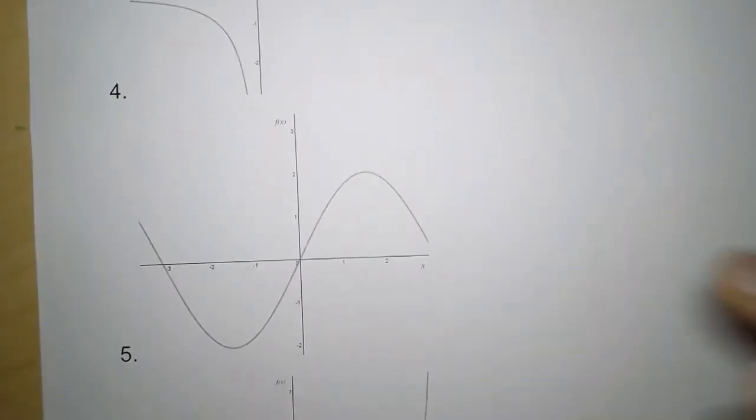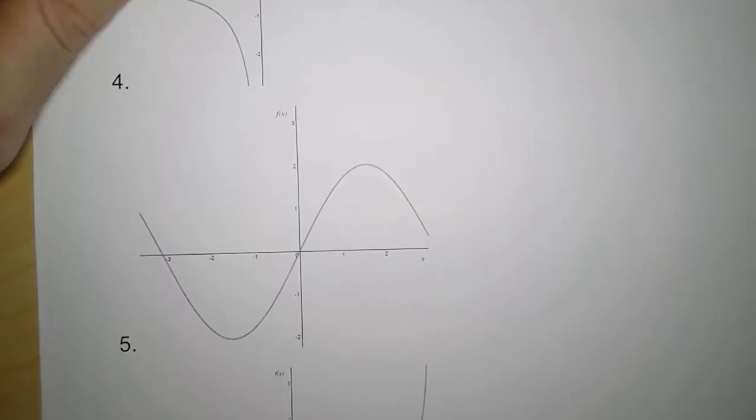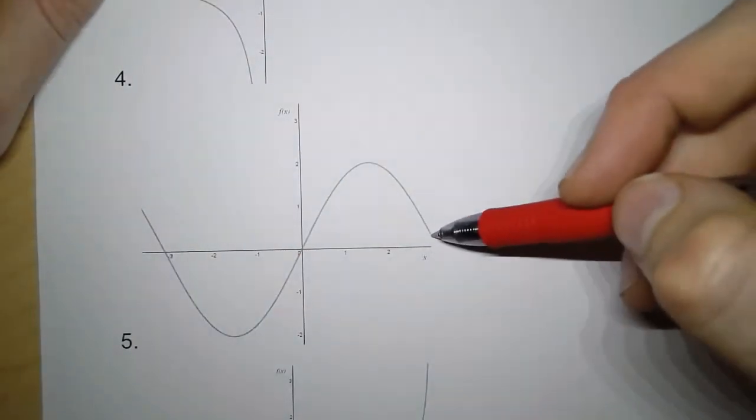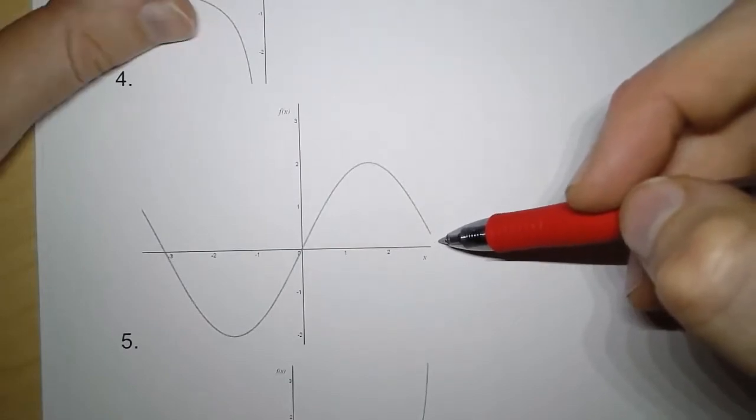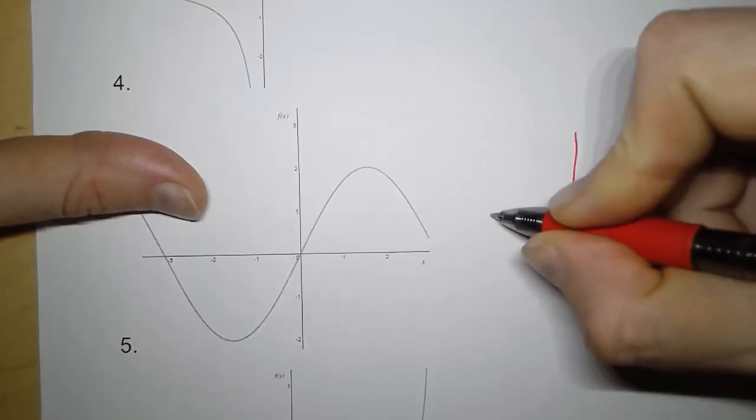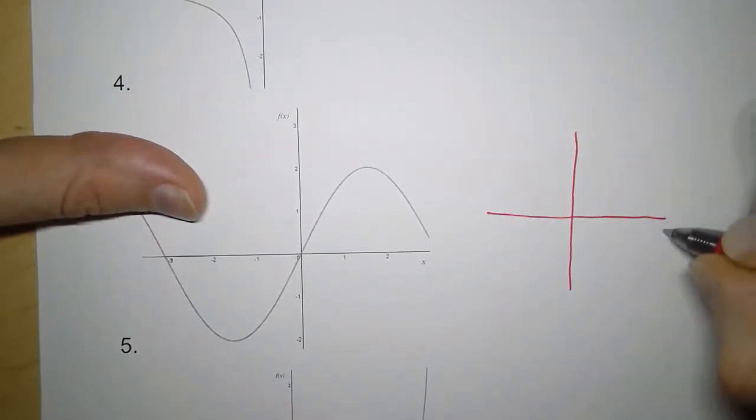Looking at number 5, there are 3 spots where f prime is 0. One here, and since this is a sinusoid, we know that there's going to be a spot here where f prime is 0. So we have 3 spots where we have a horizontal tangent.